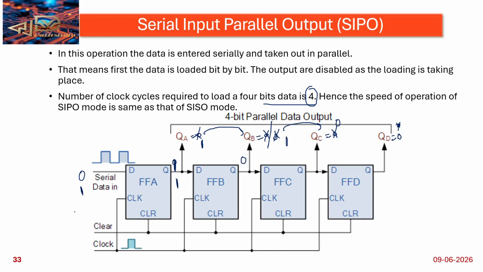Whenever I am giving the 0 here, then this 0 will be placed here, and this 1 is moved to here, and this 1 is moved to here, and this 0 is moved to here. Okay, then all the data will be loaded at a time. I am getting the output also. Whenever the data is loaded, my data output is coming out, because I am considering the output parallelly.